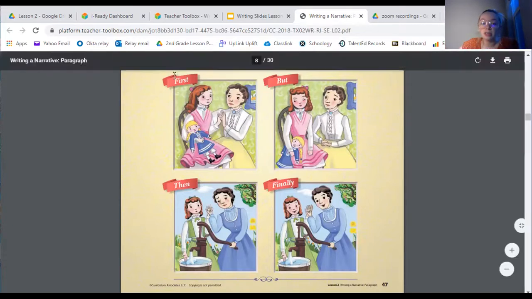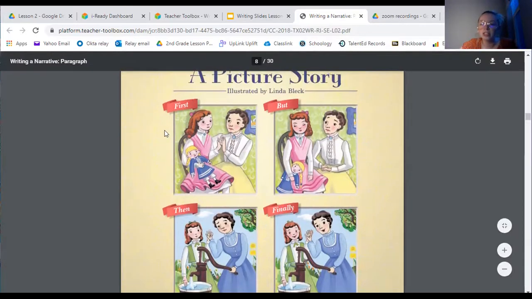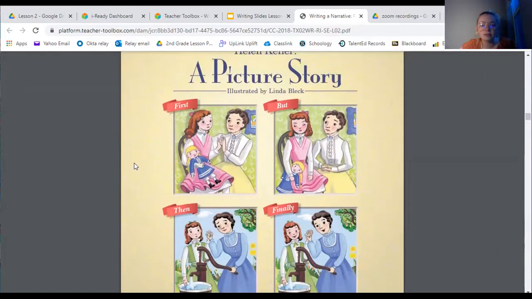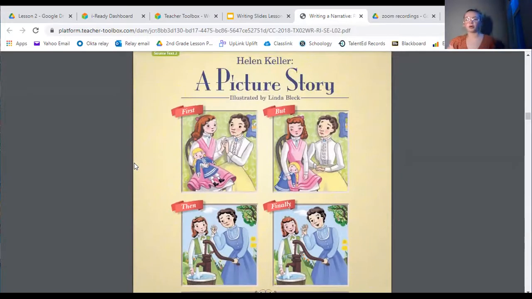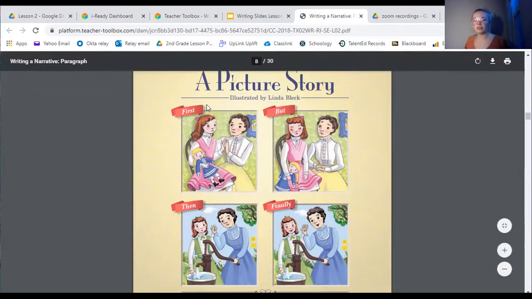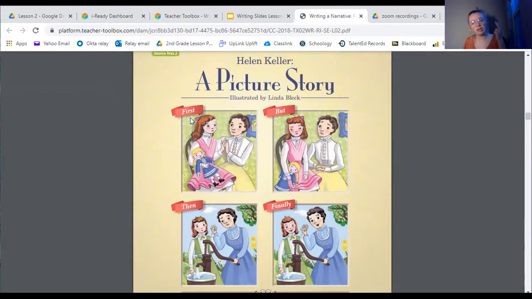Okay, so these captions here, what do they help tell us? What is the purpose of a caption? Captions help tell us what's in the picture, right? And what about these time order words? First, but, then, and finally. They help us tell a sequence of events.